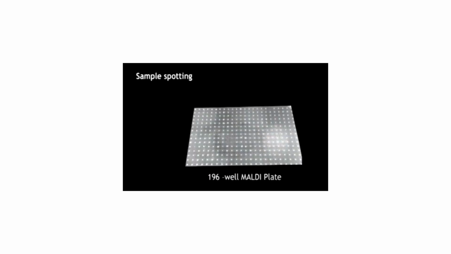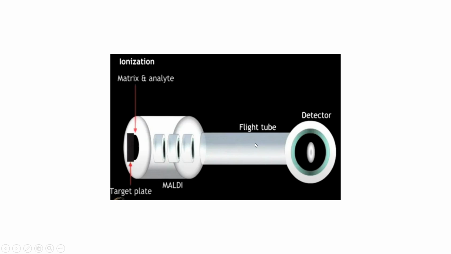Then you will add the specific buffer to it, or the specific matrix, so that you can now add it on the matrix plate, which is called the MALDI plate. So that plate has your samples now, that is your analyte.